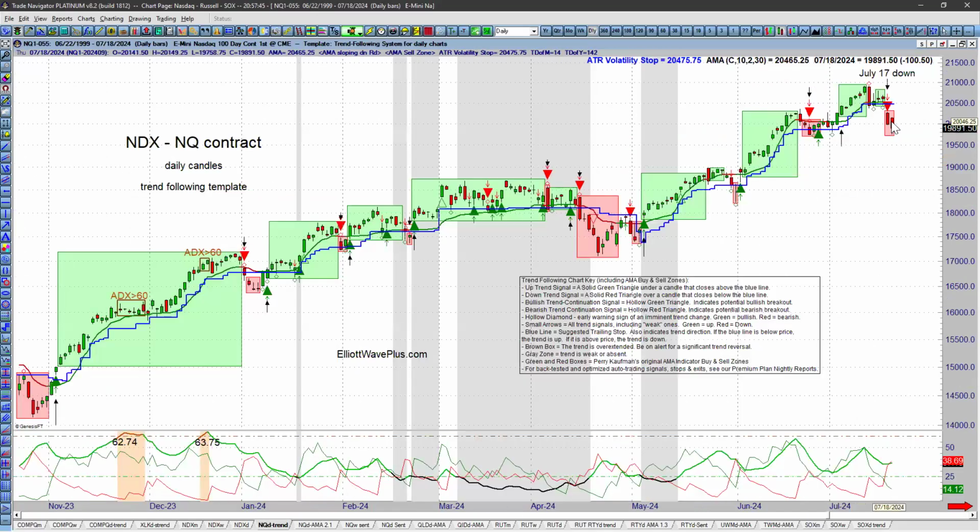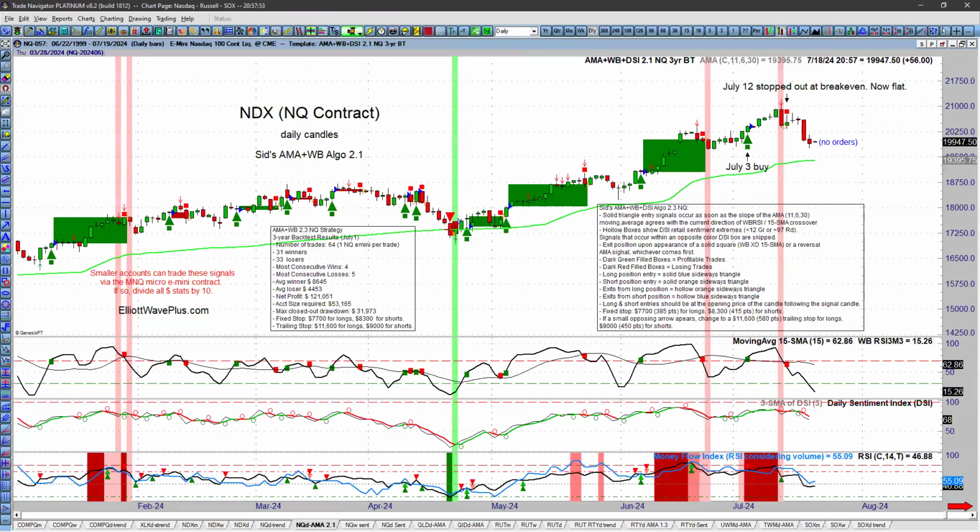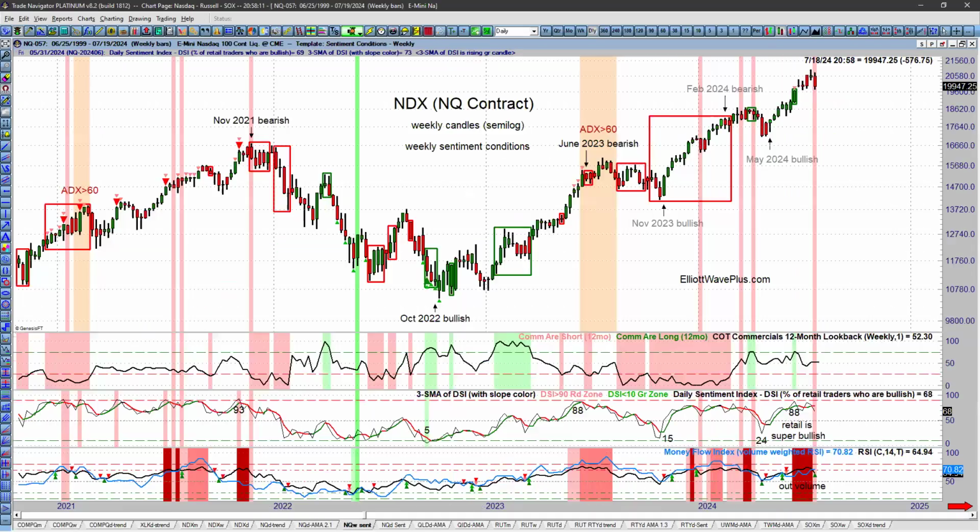The daily trend turned down on Wednesday on the NASDAQ, the NQ contract. We don't have a sell signal yet on the NQ contract algo. Remember, the big green blocks are the winning trades on the algo. The small red blocks are the losing trades.